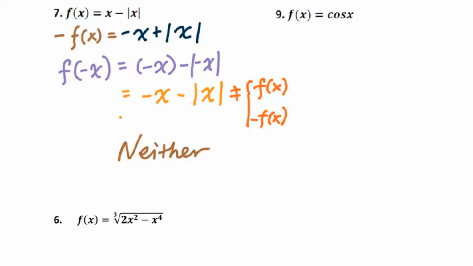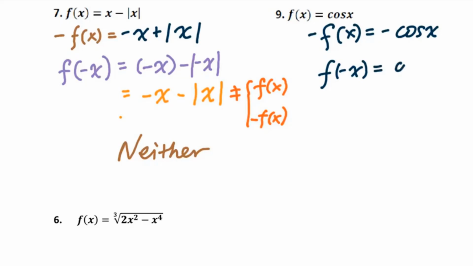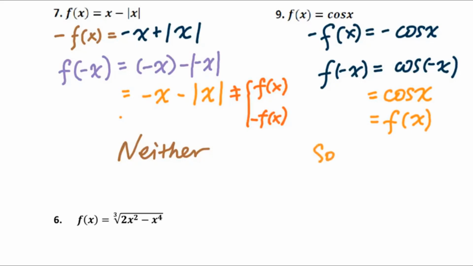First of all, we work out negative f(x). That is negative cosine x. F of negative x, we change every single x into negative x. According to the even-odd formula for trig functions, we know this is cosine x. Therefore, it equals f of x. So, it is even. It will be reflected across the y-axis.